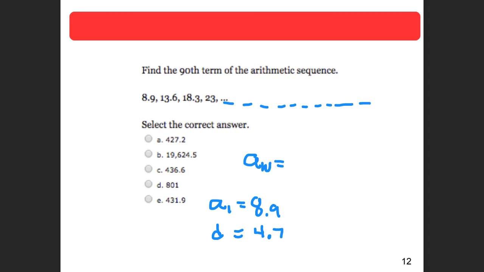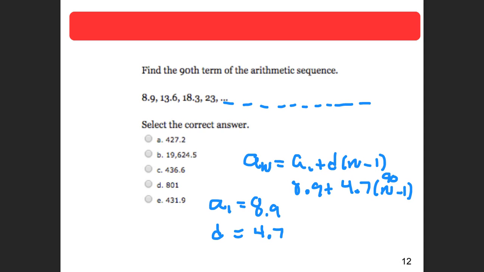So remember, our equation is a sub n is equal to a sub 1 plus d times n minus 1. So my first term, 8.9, plus d, which is 4.7, times n minus 1. Now, I don't have to rewrite this because it's not asking me to write an equation. If I asked what is the nth term, I would expect you to multiply through to get rid of these parentheses, but it's only asking us for the 90th term. So if I just plug 90 in here, I should get my value.